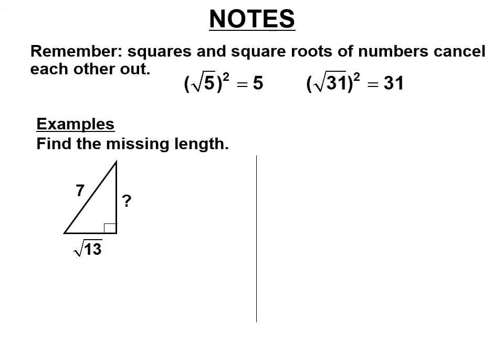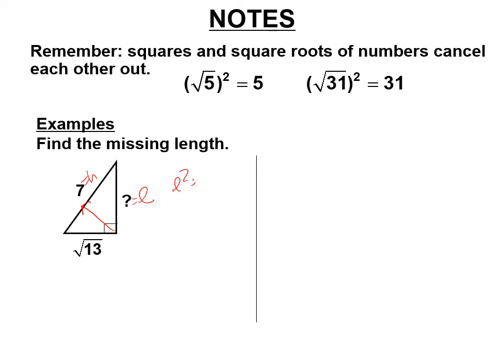All right, so let's see this. What are we missing here? We're missing a leg. The longest side here is 7. Square root of 13 is, square root of 16 is 4, so square root of 13 is less than 4. The longest side is the 7, so that's our hypotenuse. Our hypotenuse is always opposite the right angle.